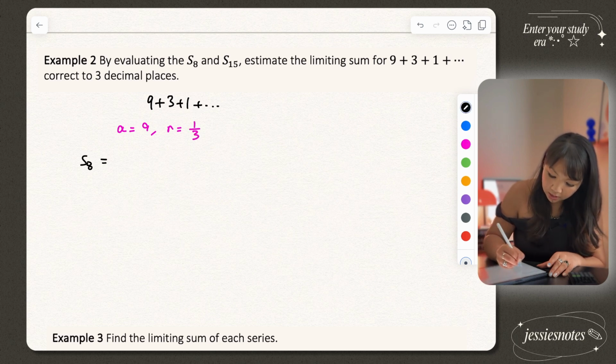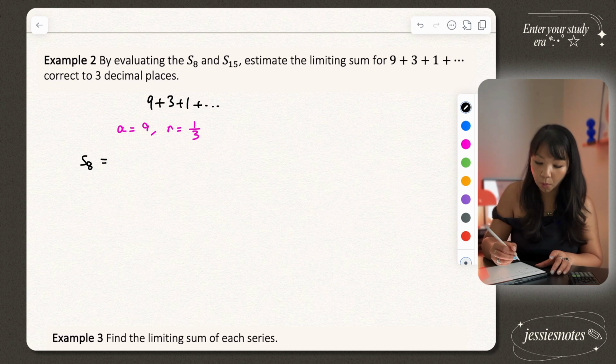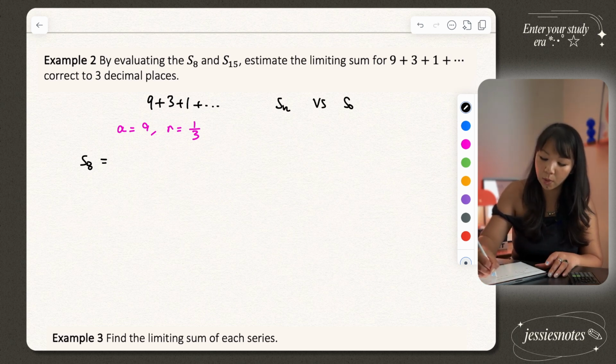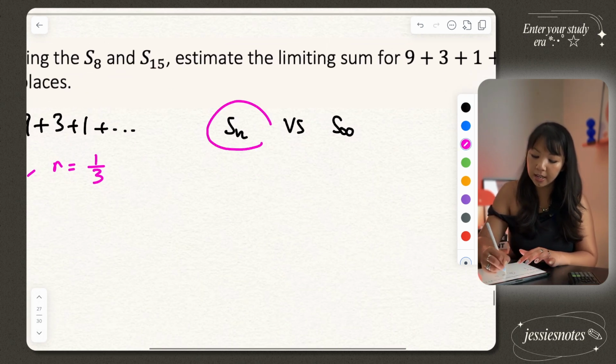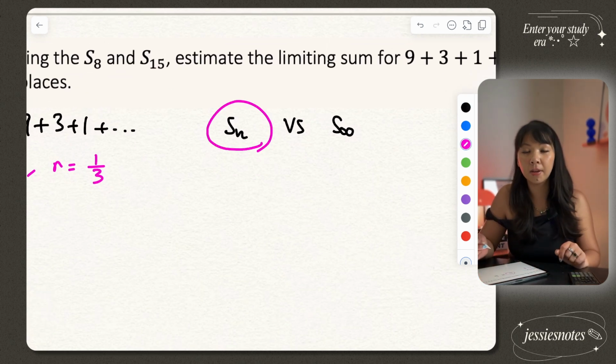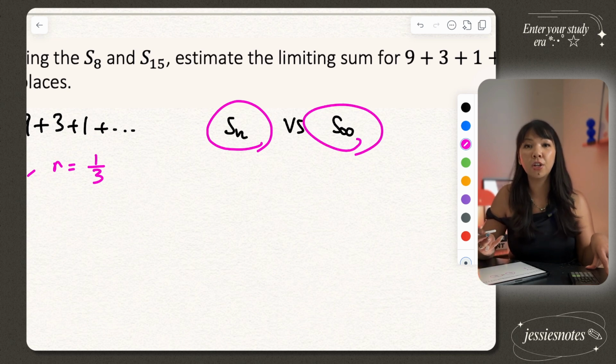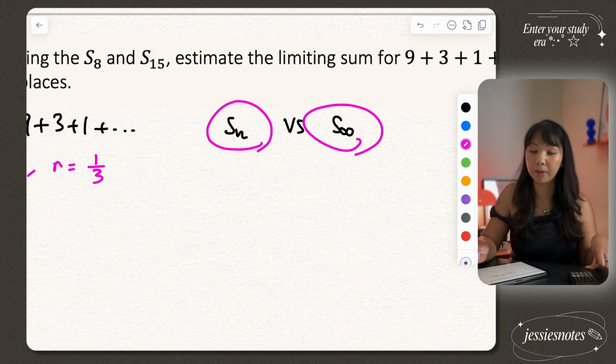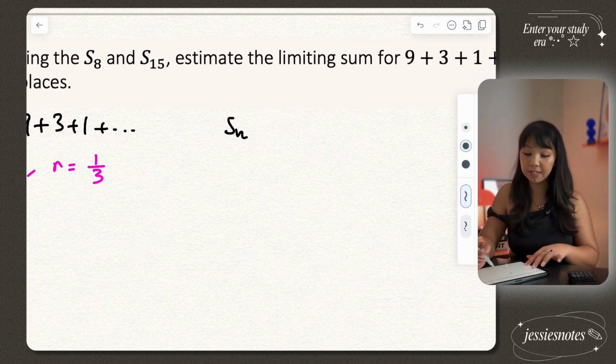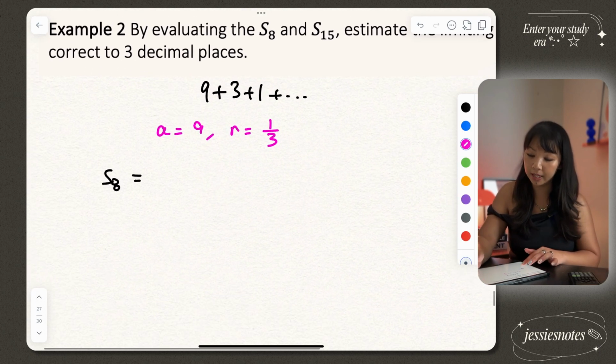If I find S8, we're going to use the geometric series formula. So that's when you know to use it: you either use Sn or S infinity. You use Sn if they tell you how many terms to add up. If they explicitly say, find the sum of the first 10 terms, or the first 15 terms, then you use Sn. If the question implies that you're finding an infinite number of terms, or if it explicitly says find the limiting sum, that's when you know to use the limiting sum formula. In this case, they said S8, S15, so we're going to plug it into Sn.